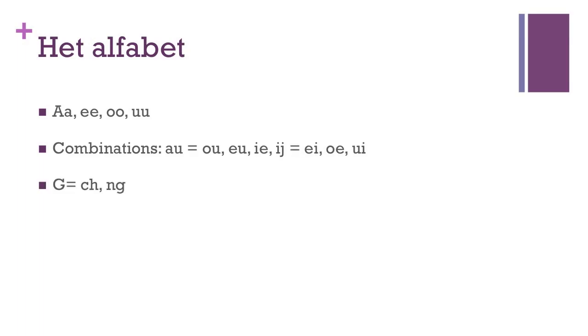Two last sounds are CH. That sounds exactly like G. And NG as in English, and actually as in the word English as well. However, if it's a combination of words, one ending in N and one starting with G, you pronounce the N and the G normally. So you don't make it NG.